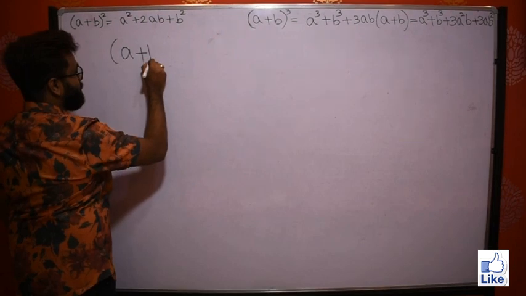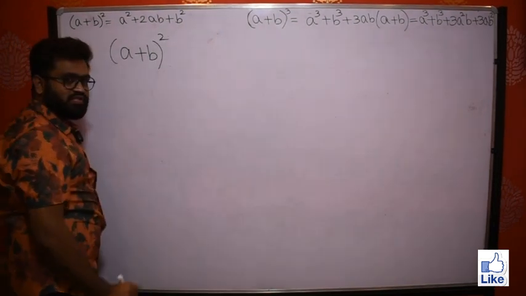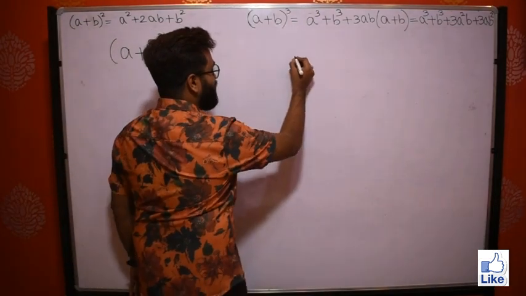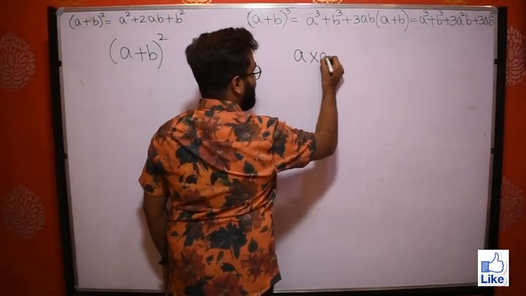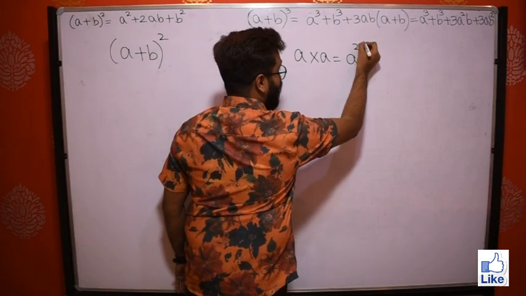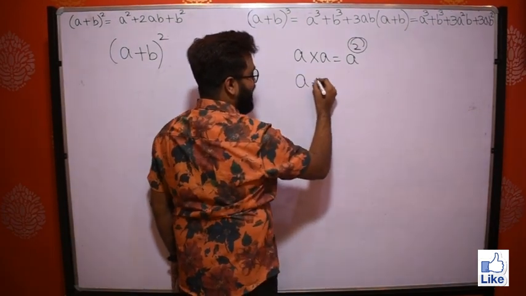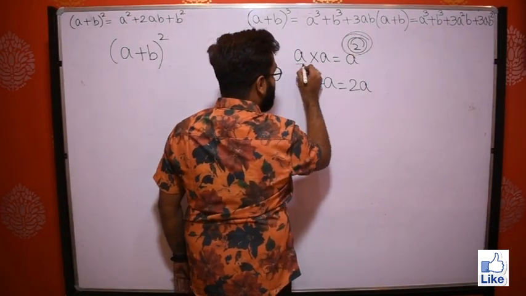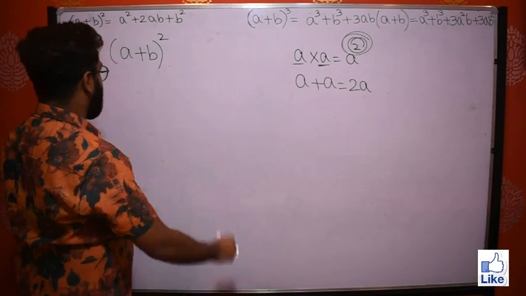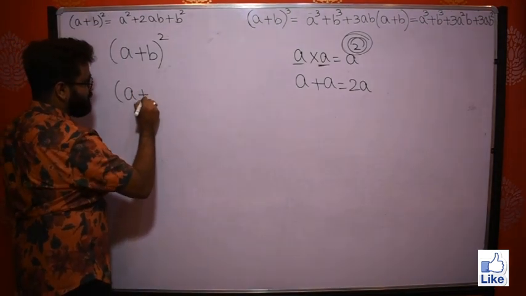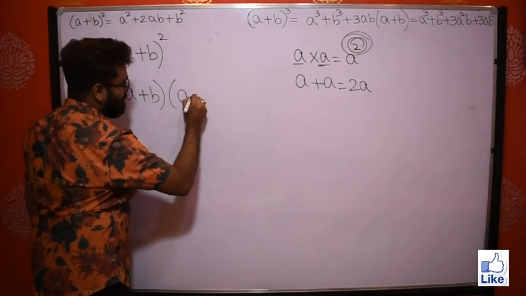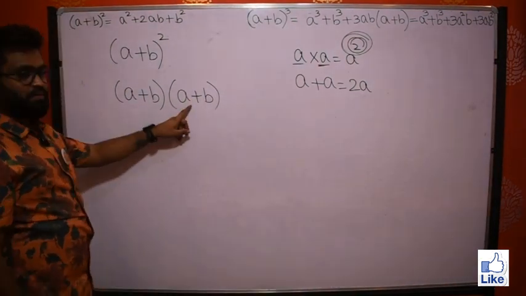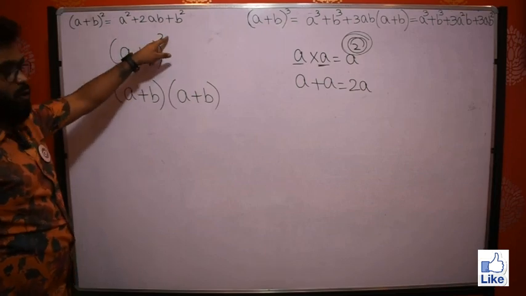(a+b) whole square. How was this solved? What is the square called? Anything multiplied, a into a, is always a square. So in case I have (a+b) into (a+b), the two terms of (a+b) and (a+b) multiplied is called (a+b) whole square.